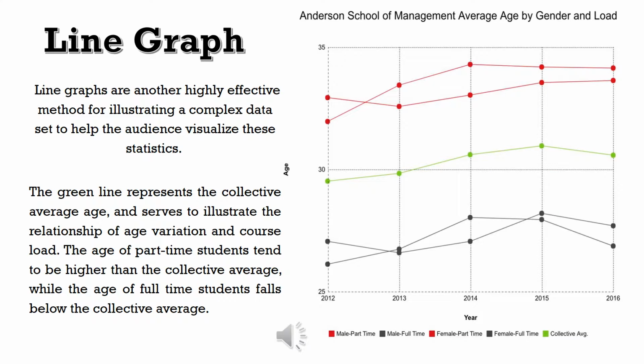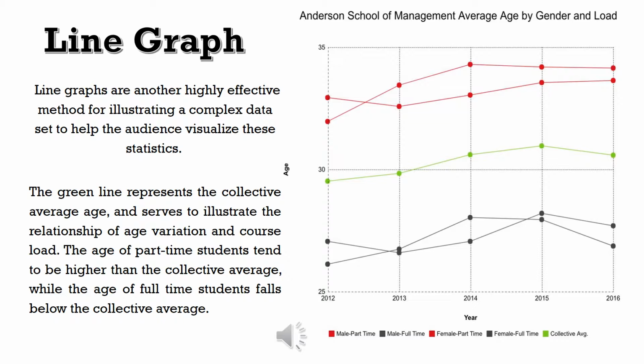Hi, my name is Tyler Profit, and I'm going to be presenting the line graph that our group came up with to represent the Anderson School of Management average age by gender and load data set. So what you're going to notice when you look at the graph immediately is the green line sort of in the middle of the graph. I went ahead and made this sort of a bright color so that it would pop off the page because it really is an important part of this data set. What you'll notice too is that I've selected the same colors for both the females and males for part-time as well as the females and males for full-time.